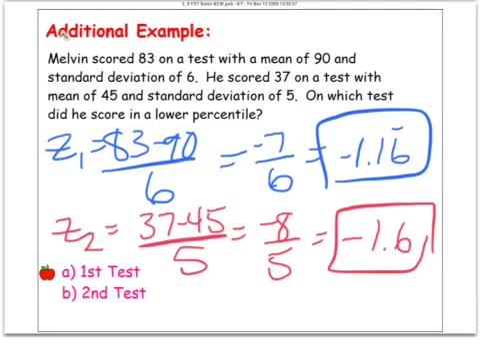Okay, you should have come up with these two corresponding z-scores. On the first test, he's negative 1.16 repeating, so he is below the class average by 1.16 deviations. On test 2, he is 1.16 standard deviations below the class average again. So be careful on which test he scored in the lower percentile. Your answer to this problem would have to be test 2. That is the one that he did worse on.